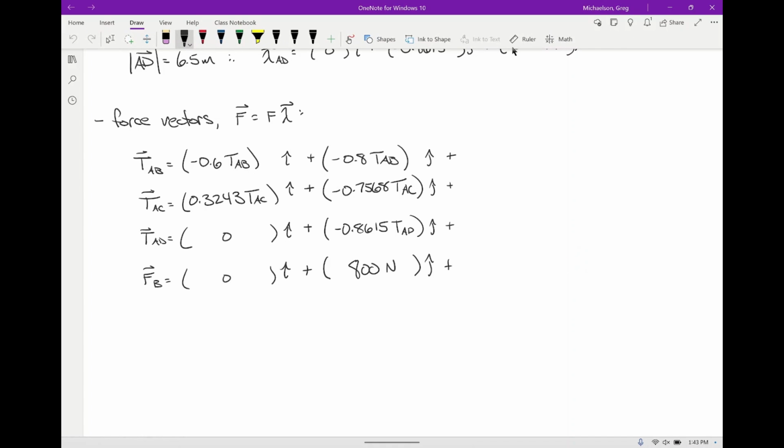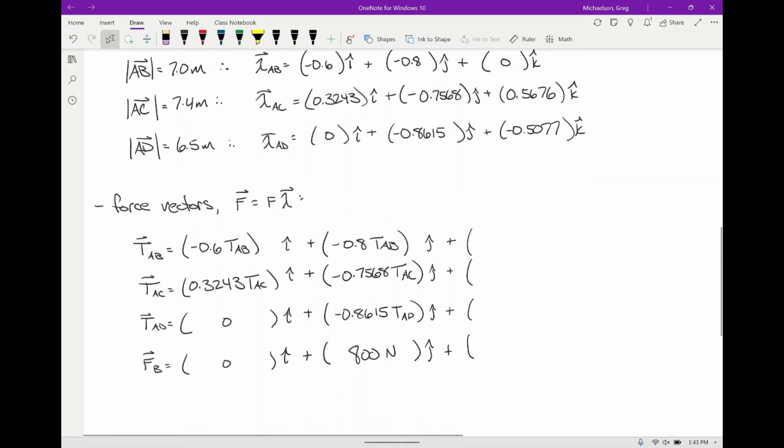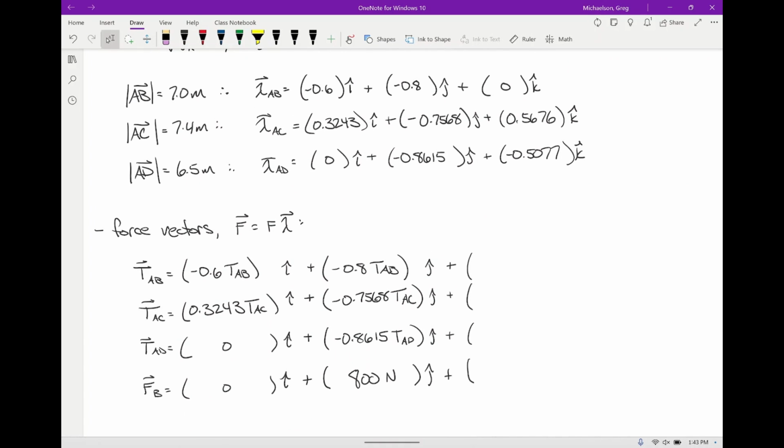Okay, so where we left off is we had these force vectors that we were writing, but we hadn't quite finished the K components. And as we recall, the K components are just going to come from up here. So this is going to be 0. This is going to be 0.5676 TAC. This is going to be negative 0.5077 TAD. And this is going to be 0. And these are going to be the K components.